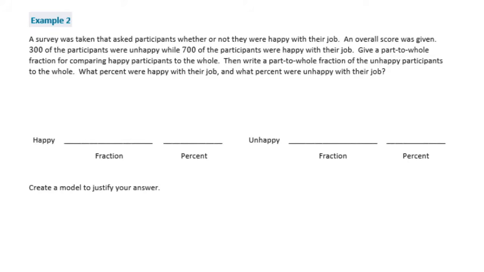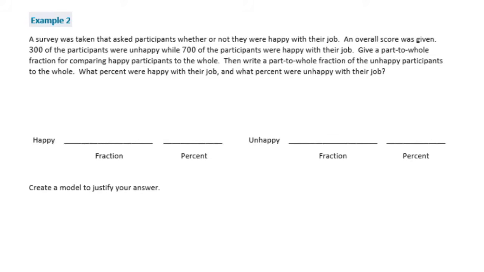Example 2. A survey was taken that asked participants whether or not they were happy with their job. An overall score was given. 300 of the participants were unhappy, while 700 of the participants were happy with their job. Give a part-to-whole fraction for comparing happy participants to the whole. Then write a part-to-whole fraction of the unhappy participants to the whole. What percent were happy with their job, and what percent were unhappy with their job?